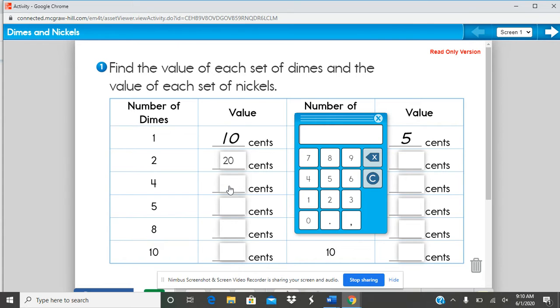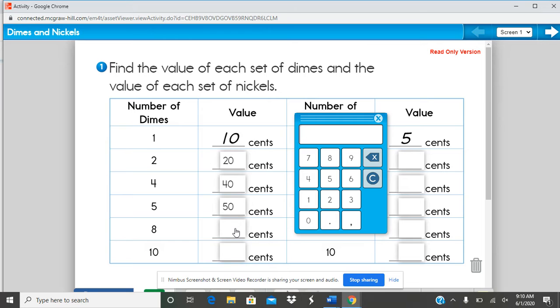If I have four dimes, how much do those four dimes equal? It's four tens. So 10, 20, 30, 40. Okay, I have 40 cents. Excellent. Then I have five dimes. If I have five dimes or five tens, that's 10, 20, 30, 40, 50.